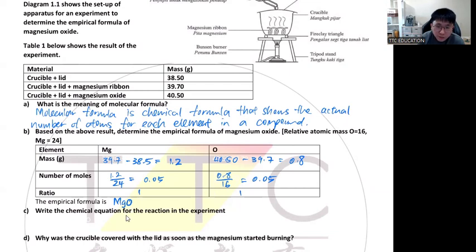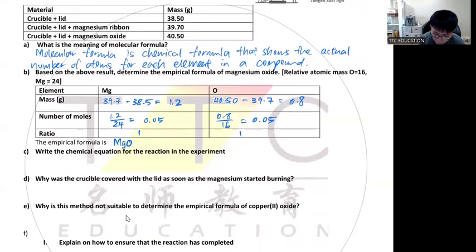Okay, write the chemical equation for the reaction in the experiment. So guys, it's very easy because you just have Mg plus O2 becomes MgO. Okay, not about snatching girlfriend, just direct heating. So this one, balance equation, balance equation.